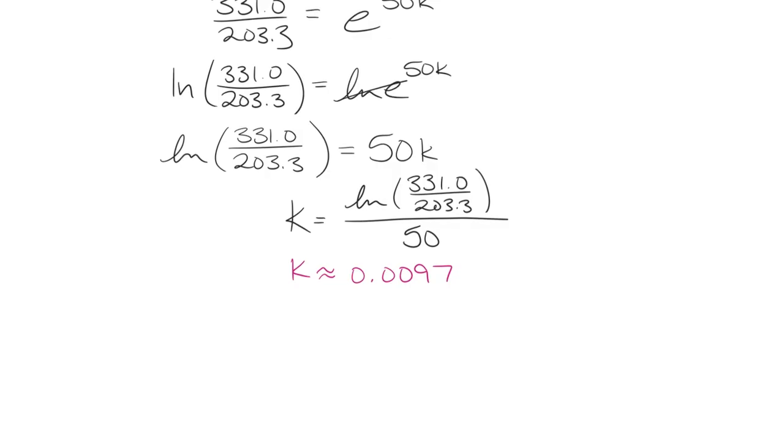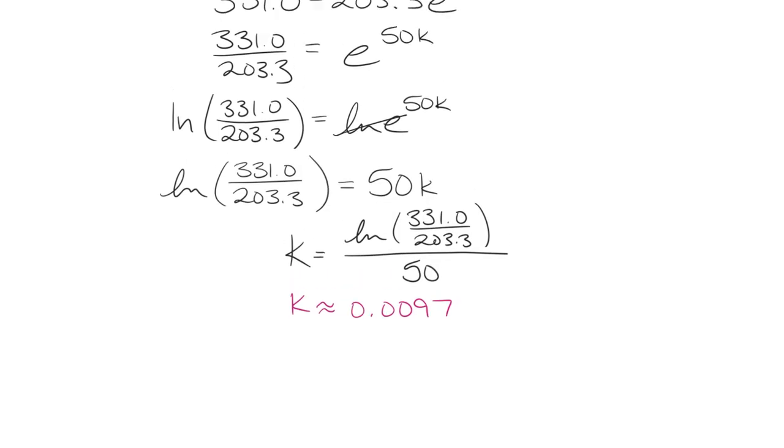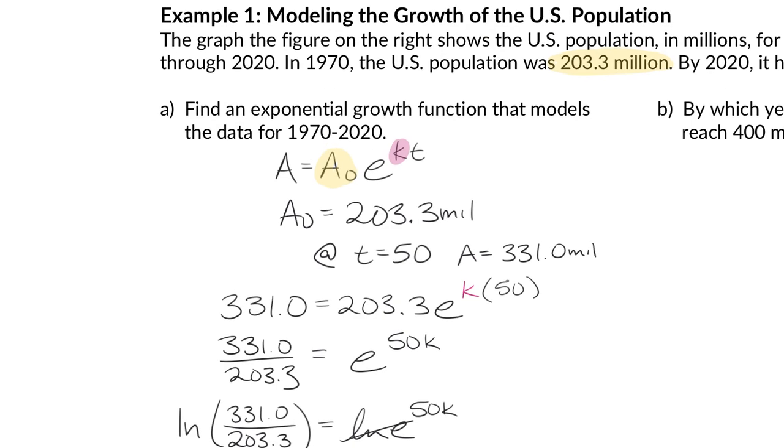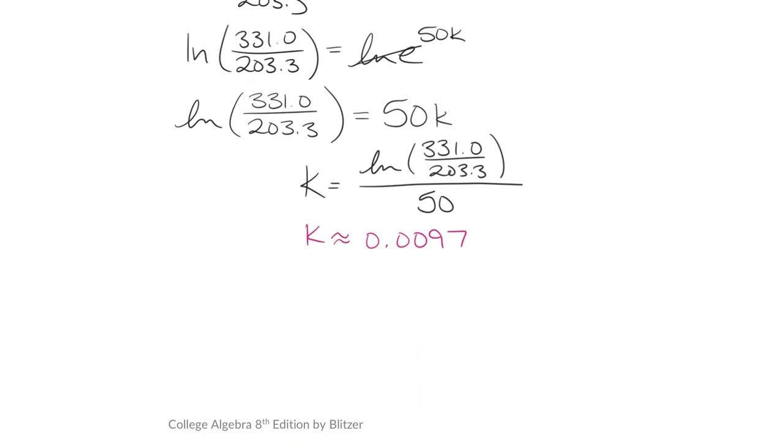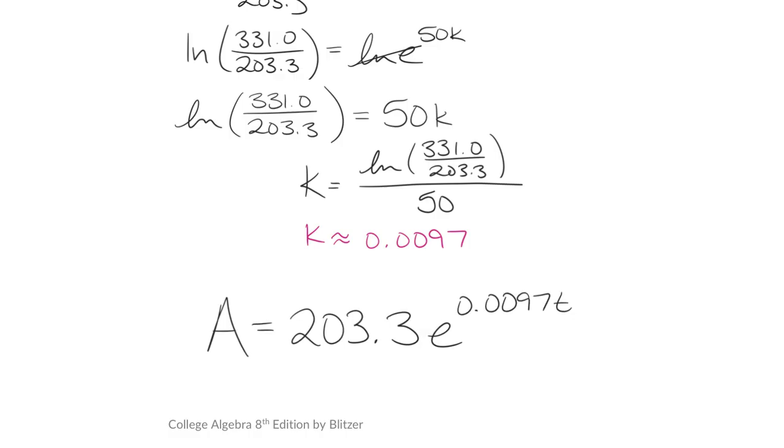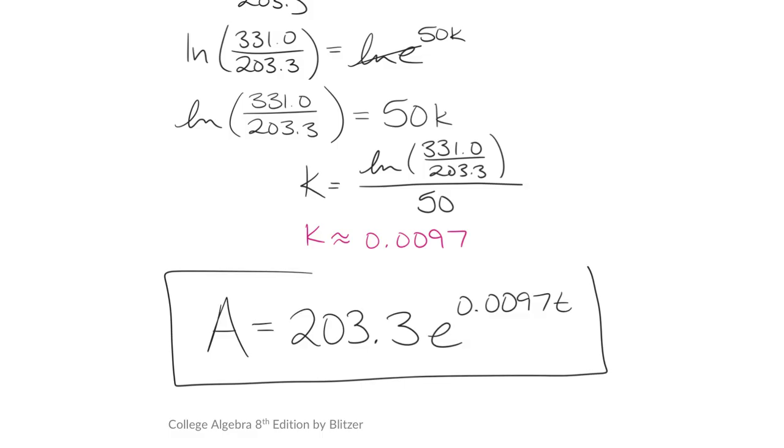Okay, now that we have k, in this problem, we have both A sub 0 and k. All we need to do is put them together to write our formula. That means our formula for exponential growth of this population is going to be the population is equal to A sub 0, which is 203.3, times e to the 0.0097t power. That's the formula that represents the population growth of the U.S. from 1970 to 2020.